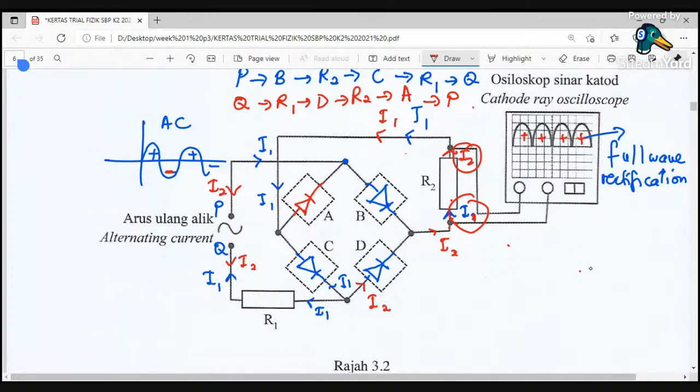So this is one way of setting the arrangement of the diodes, or you can also put it in the opposite direction. For example, this one becomes this direction, just reverse direction. Like this. This also works the same.